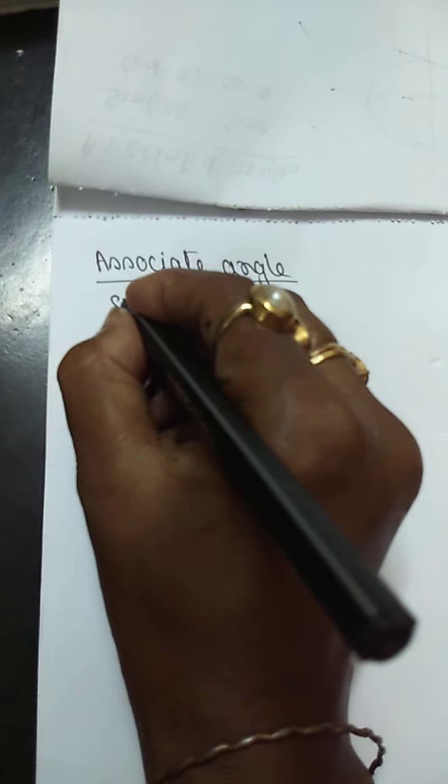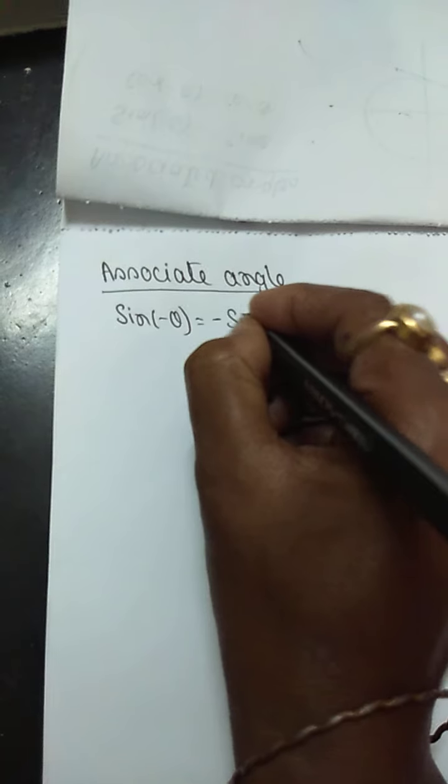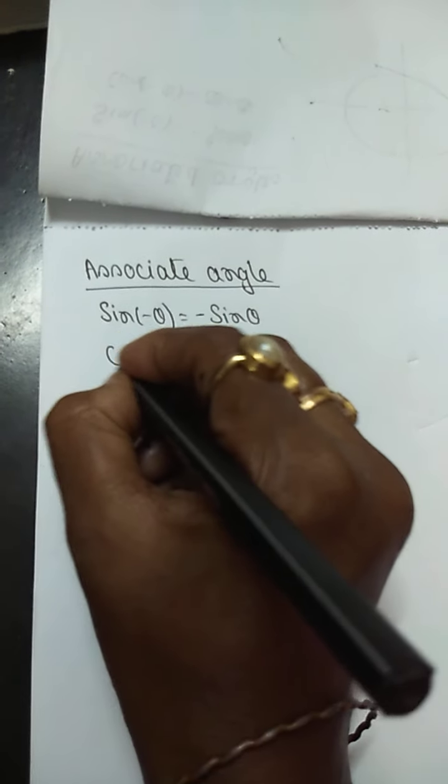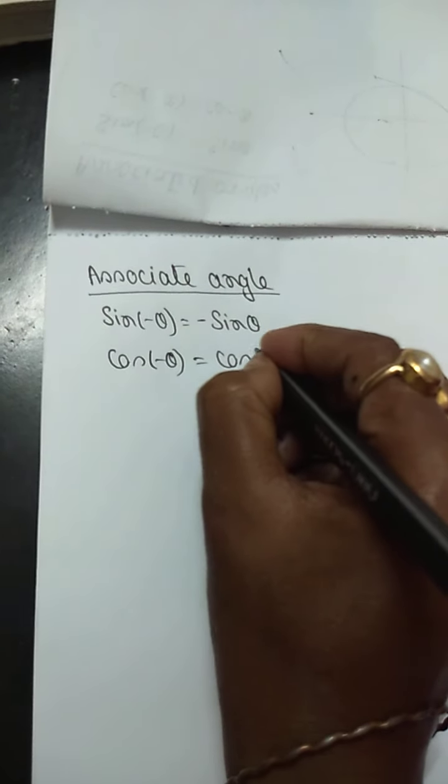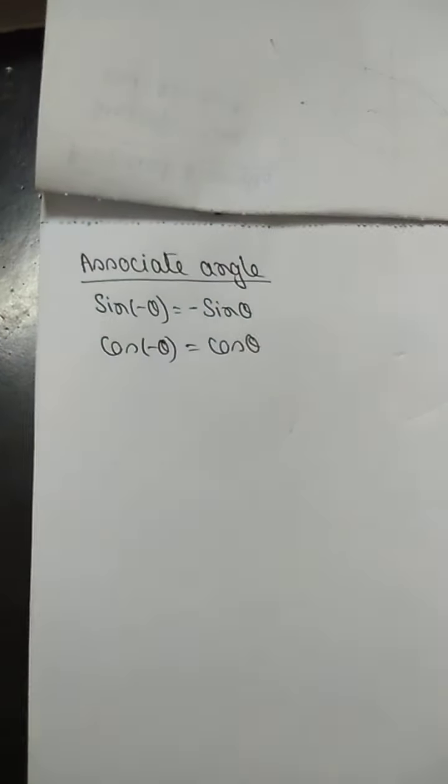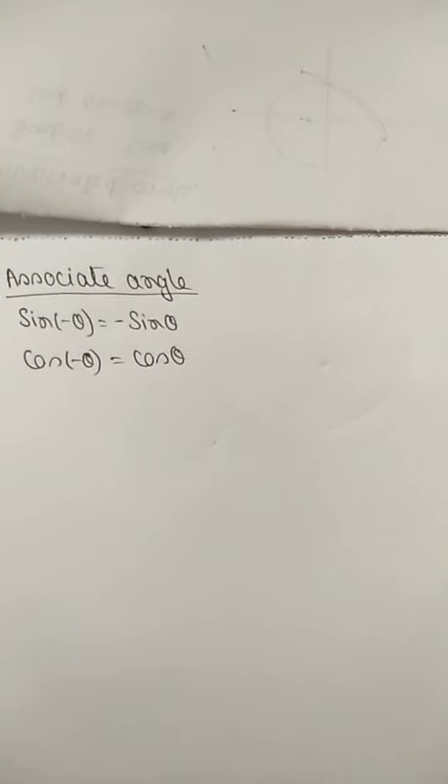Today, I will talk on associated angles. In your HSLC syllabus, you have learned that sine of minus theta is nothing but minus sine of theta, and cos of minus theta is nothing but cos of theta. Similarly, the other trigonometric angles. Today we will see how it comes.